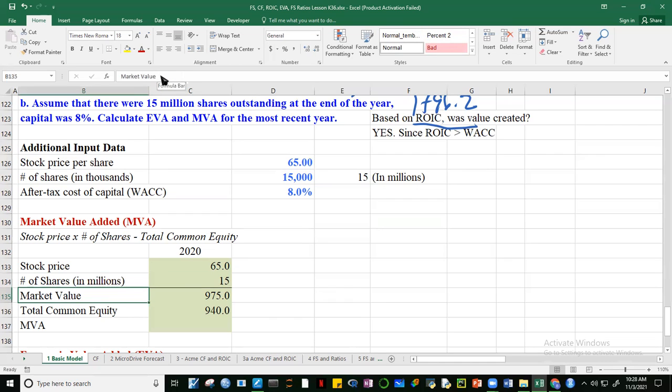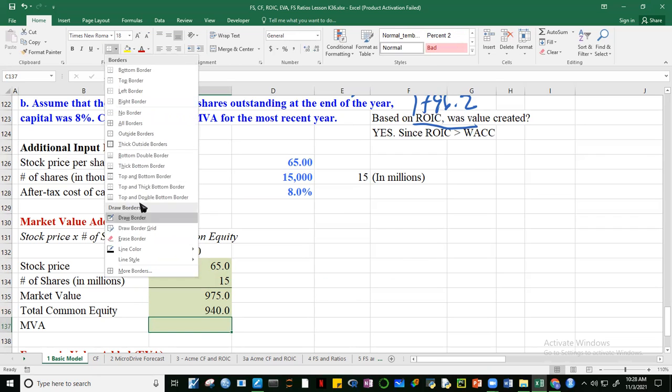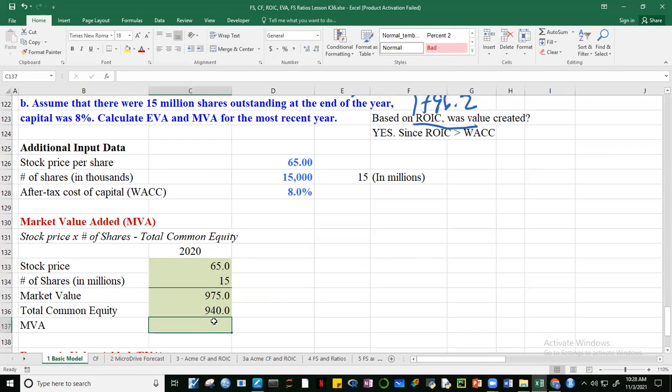In millions is 15 million shares. Therefore, the market value, which is in millions also, is 975, which we just multiplied the two. And then the book value is 940. Sorry for the correction a while ago. And therefore the market value added is 975 minus 940.